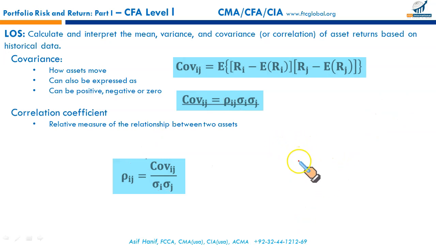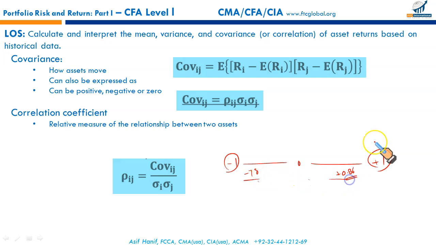So along this range from 0 to -1 and +1, if we happen to have the coefficient of correlation somewhere here, let's say 0.86, strongly positive relations, 0.78, strongly negative, perfectly positive, perfectly negative. So we'll discuss this as we go along in our subsequent LOS session.